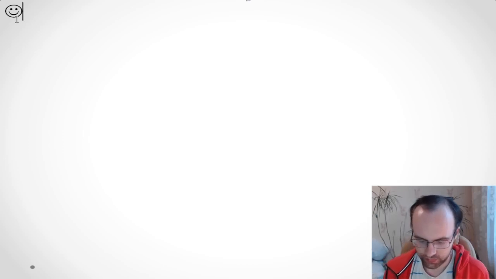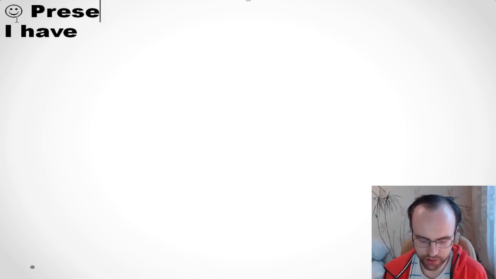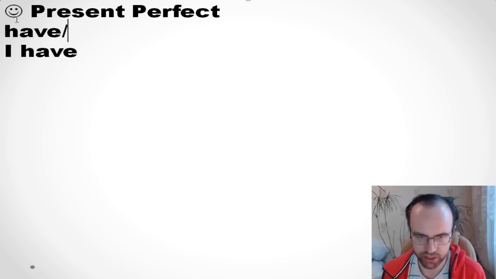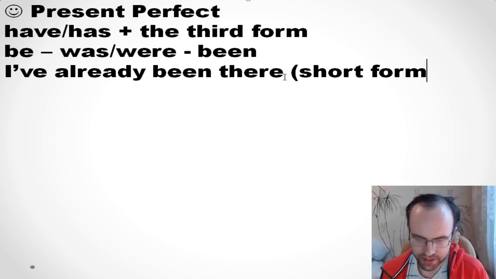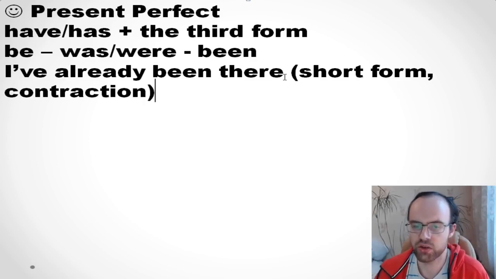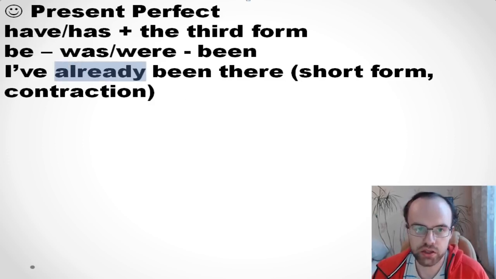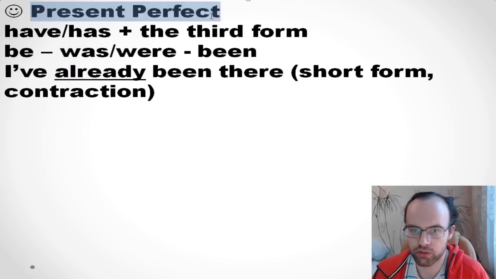Look, I'll type it for you. I have, and what is present perfect? How do we form present perfect? If you remember it correctly, have or has plus the third form. So I've, it's a short form. There is another name for it, contraction. So native speakers mostly use short forms or contractions. So I've already been there. And you see that we use present perfect with already.